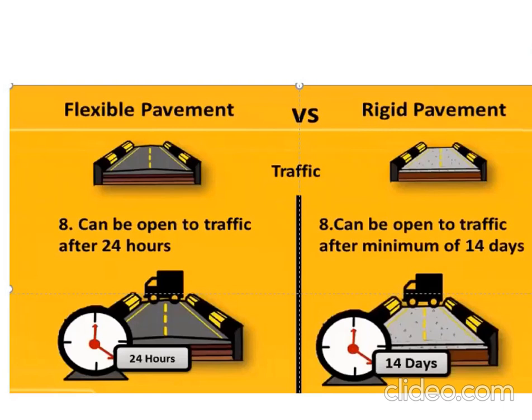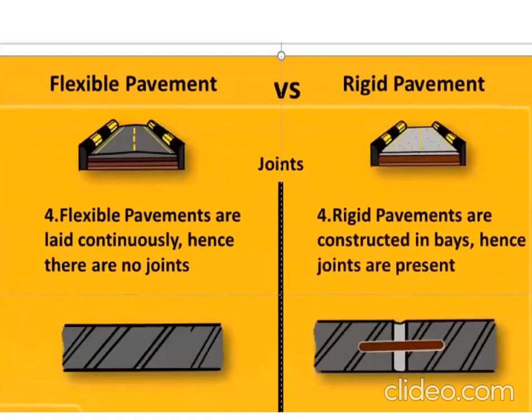Actually, at the end, cycle time is important: constructing a pavement in layers versus constructing it in one or two layers. Eventually these things get offset. Now, moving on to the joints.